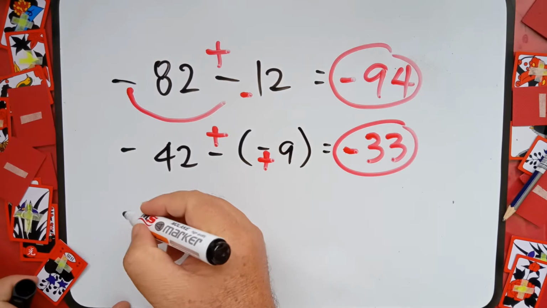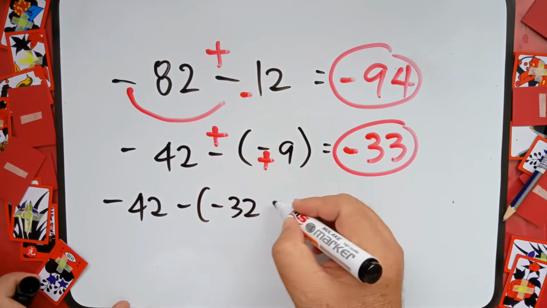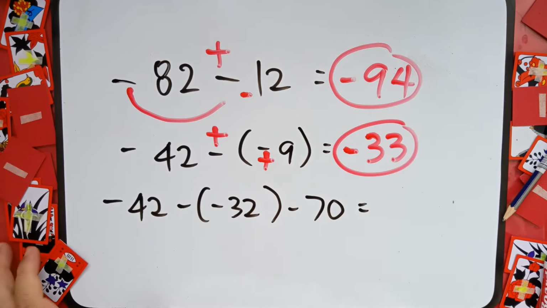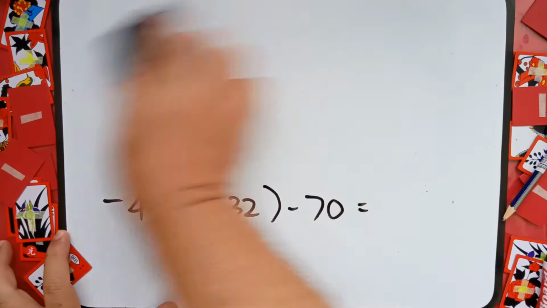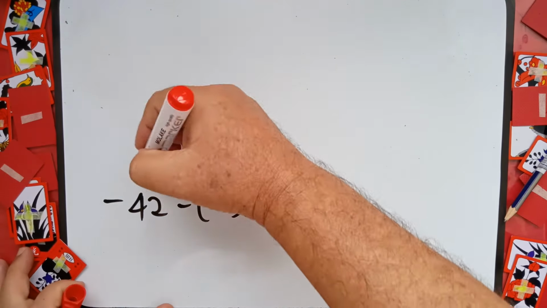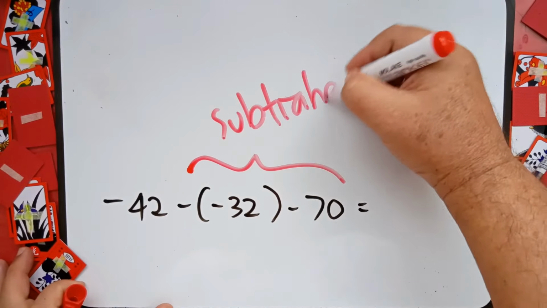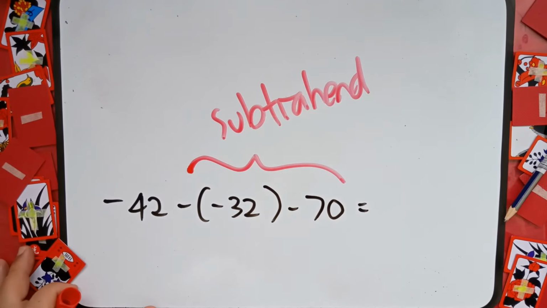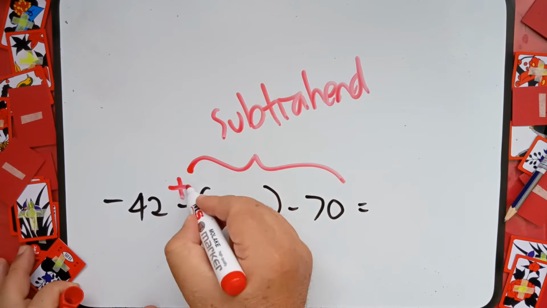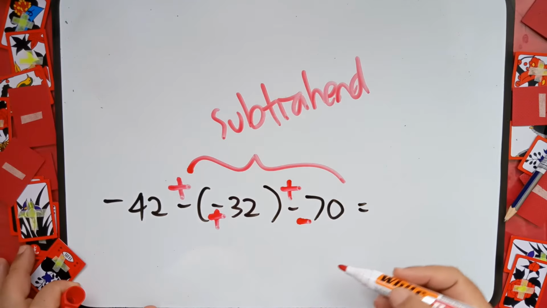A little more complicated. Negative 42 minus negative 32 minus 70. Okay. Let's remove this. What is your subtrahend? You have two subtrahends here. This is your minuend. These two are subtrahend. Okay. So, what is the rule? Change the sign of the subtrahend. This will become positive and then proceed to addition. Change the sign of the subtrahend. This positive will become negative and change the sign to addition.